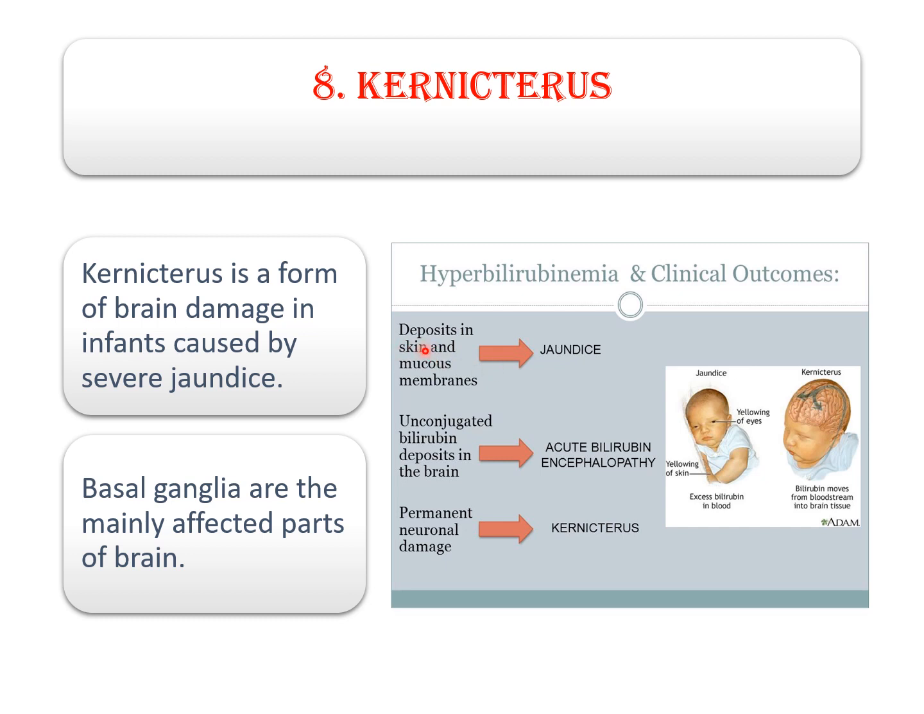In jaundice, bilirubin deposits in the skin and mucous membrane. In acute bilirubin encephalopathy, unconjugated bilirubin deposits in the brain. And in kernicterus there is permanent neuronal damage because of the deposition of bilirubin in the basal ganglia.